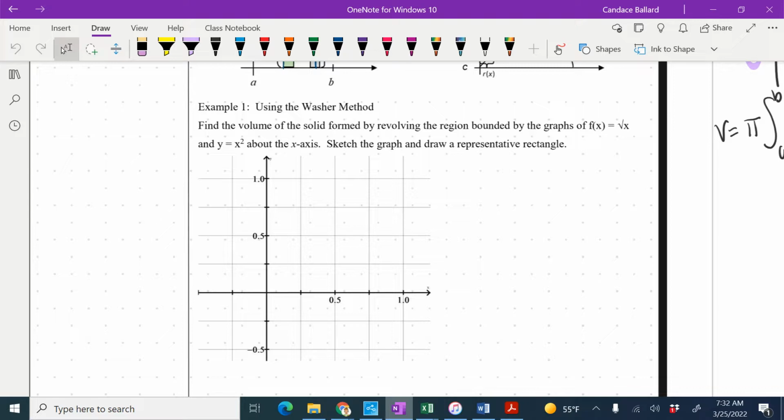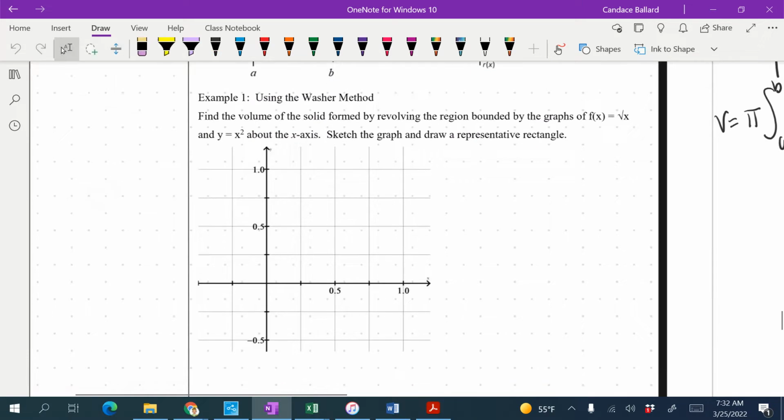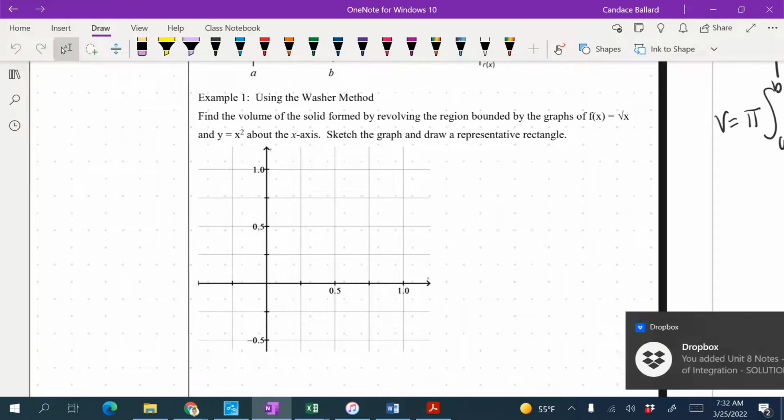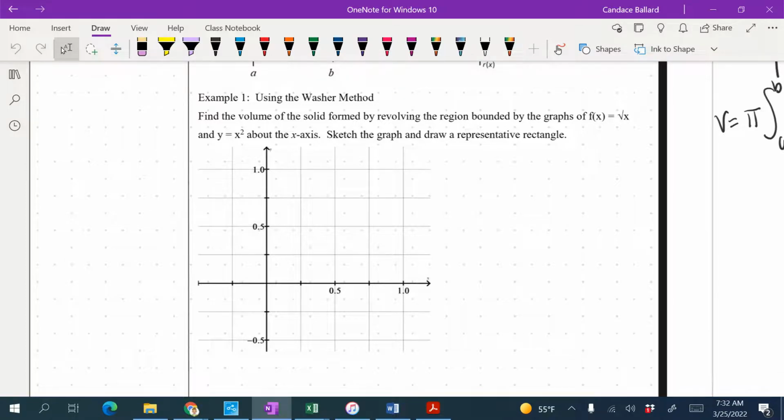In this video, we're going to continue topic 8.11 where we're talking about the washer method. In example 1, we're going to find the volume of the solid formed by revolving the region bounded by the graphs of f of x equals the square root of x and y equals x squared, and we're going about the x-axis. Sketch the graph and draw a representative rectangle.